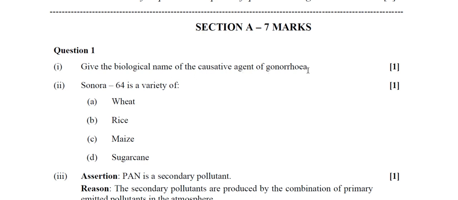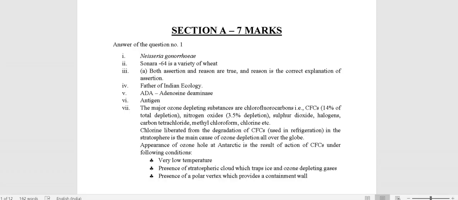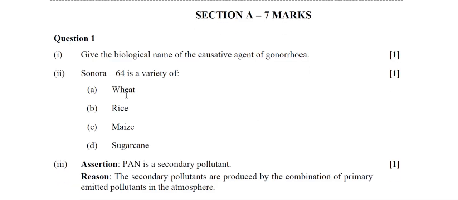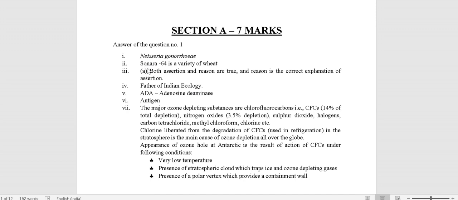causative agent of gonorrhea. And here the answer is Neisseria gonorrhoeae. This is the causative agent of the gonorrhea disease. Next, question number 2. Sonora 64 is a variety of wheat, rice, maize, or sugarcane. So here the correct answer is: Sonora 64 is a variety of wheat.